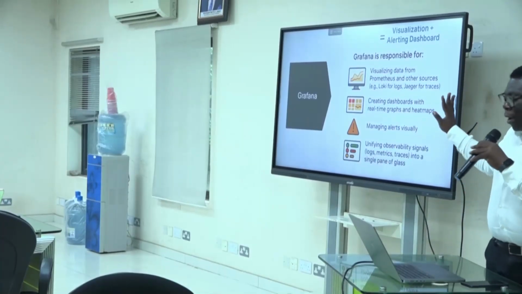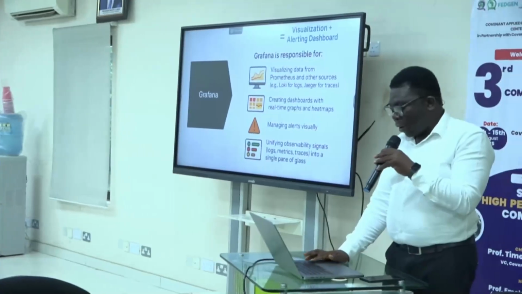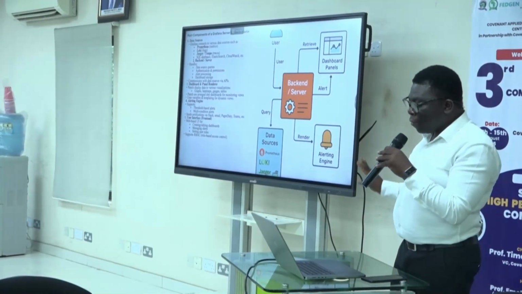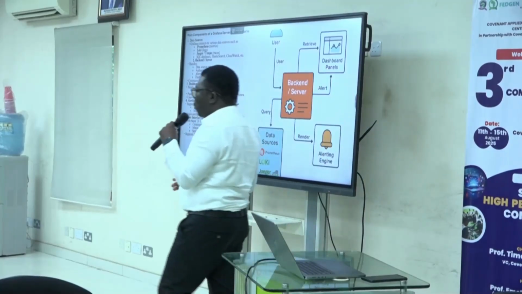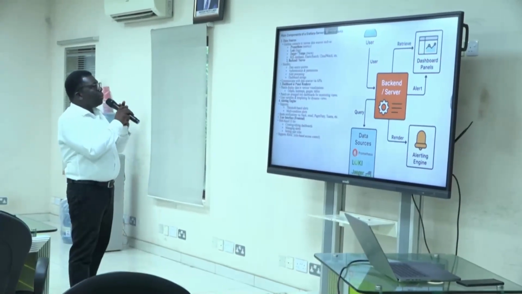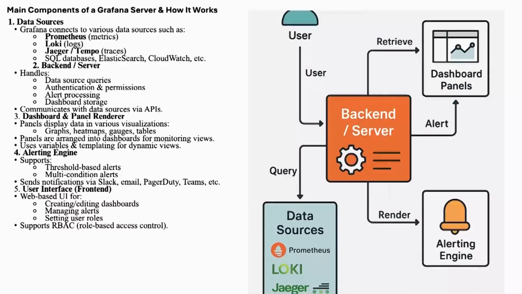So this is just a brief of Grafana visualization. That is the work of Grafana. Now, main components of Grafana. We looked at that of Prometheus, so now we want to look at that of Grafana. Grafana connects to various data sources, such as, in our case, Prometheus. And what Prometheus does basically, like I said, is metrics. It can also connect to your Elasticsearch, CloudWatch to pick information from there and do the interpretation for you. So it handles data source queries, authentication, permissions, alert processing, dashboard storage. So you can monitor, have a dashboard and have a good view of what is happening in your system.